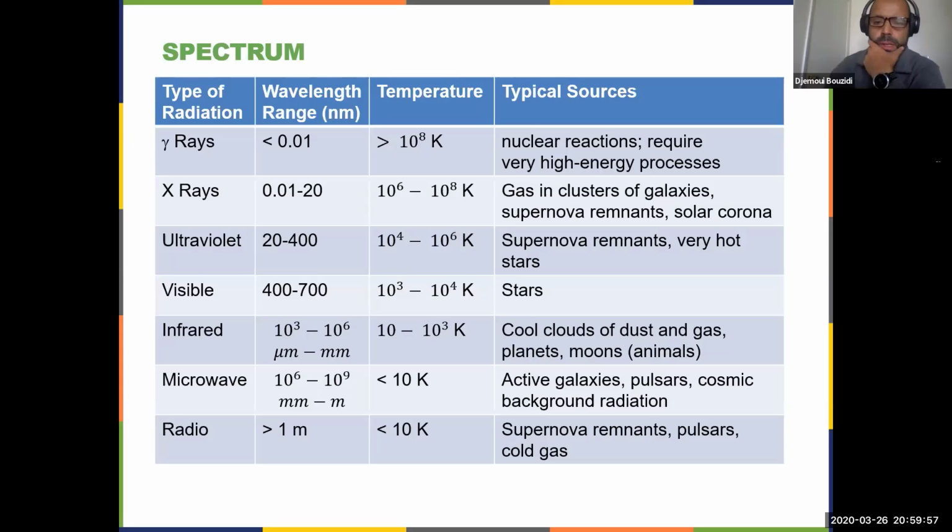Okay. Hi, everybody, and welcome back to Chapter 5. We're still doing Chapter 5, and I just want to pick up from where we left off last time around. We were talking about basically the spectrum of all of the electromagnetic light.